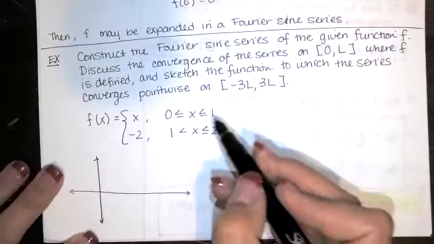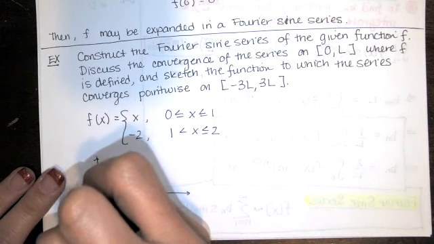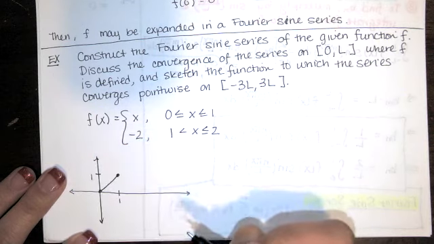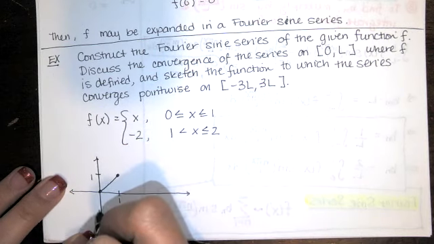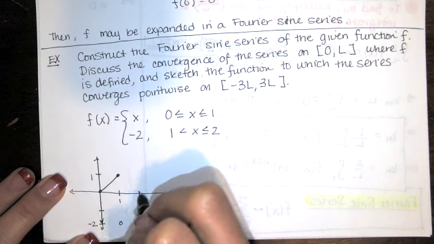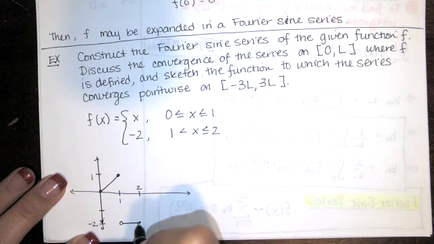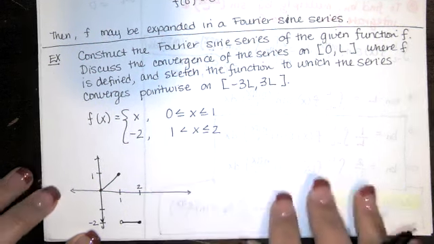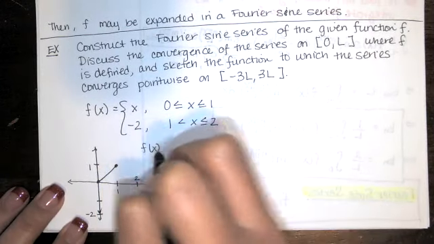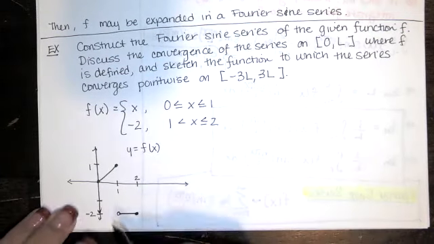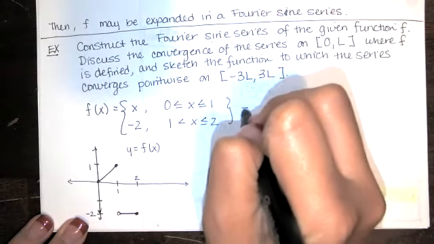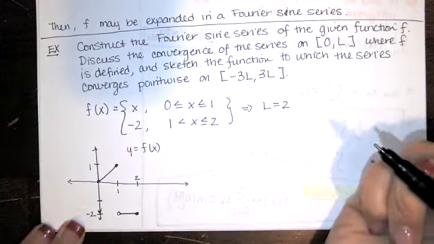So f is equal to x on the interval from 0 to 1. So we've got that. And f is equal to negative 2 on the interval from 1 to 2, of course, not including 1. So that's f. Since this is defined on the interval from 0 to 2, that tells me that my L is equal to 2.